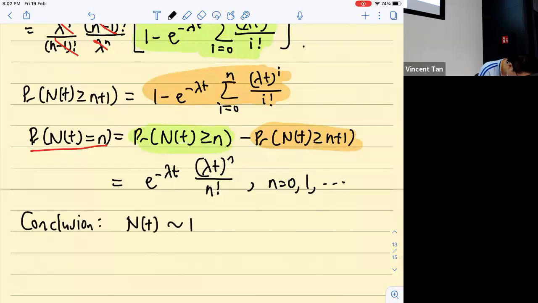N_t is Poisson lambda t. And the expected value of N_t is equal to lambda t. Okay?